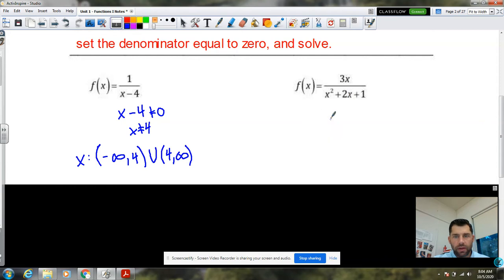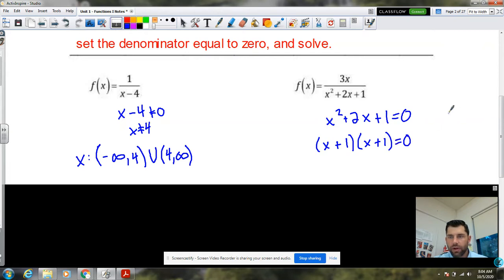And then we can do the same thing here. x squared plus 2x plus 1 equals 0. Now we have a quadratic, so hopefully it can factor. If it can't, then we'll use the quadratic formula or whatever. But this is a nice factorable. x plus 1 equals 0.